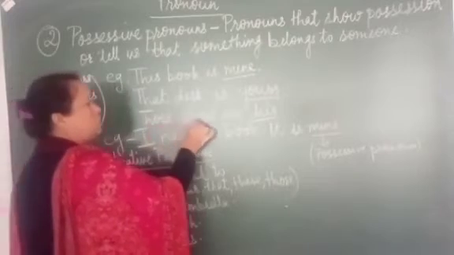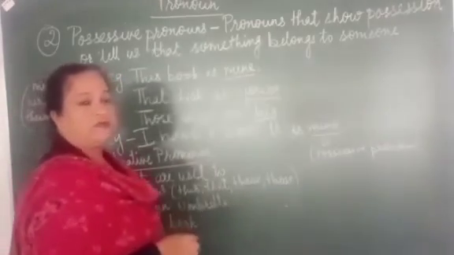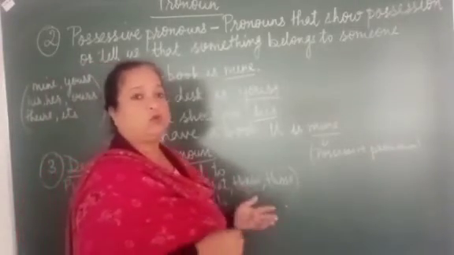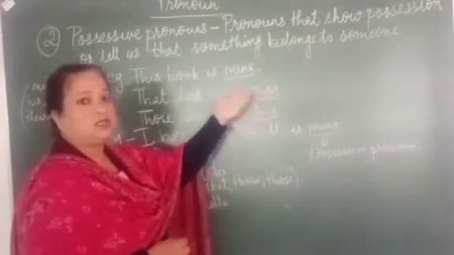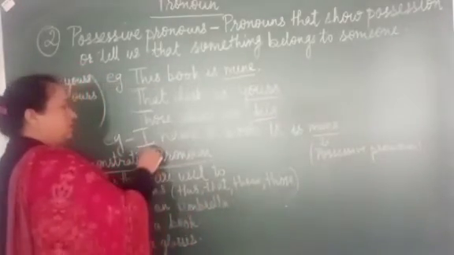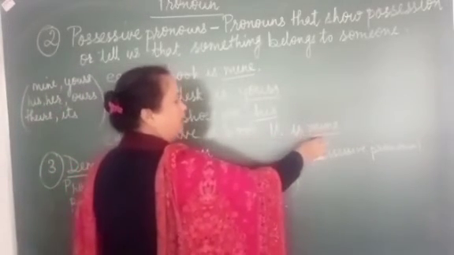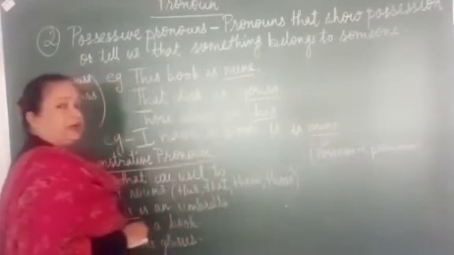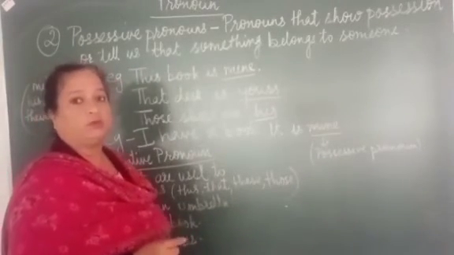Next, those shoes are his. So once again we are talking about shoes and we want to know to whom they belong. Whose shoes are those? His. So these are the words that show us to whom a certain thing belongs. Next, I have a book. It is mine. So once again, mine becomes the possessive pronoun since it tells us to whom that book belongs.